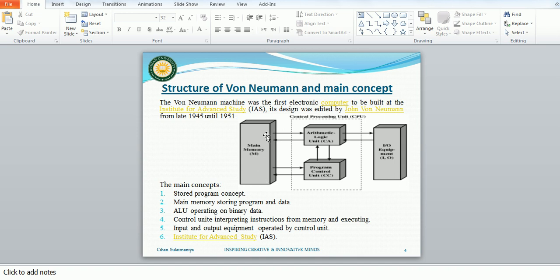The main memory is linked with the arithmetic logic unit, so it takes and gives information between them. The arithmetic logic unit takes and gives information with the central processing unit. The central processing unit is also linked with the main memory. The arithmetic logic unit is also linked with input output. So that's the structure of the von Neumann diagram.